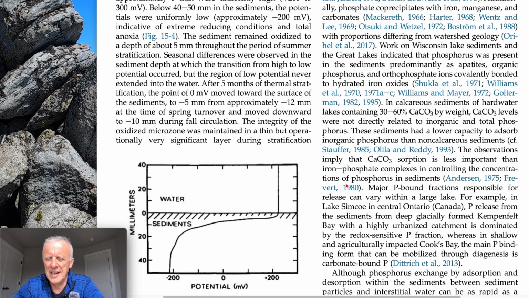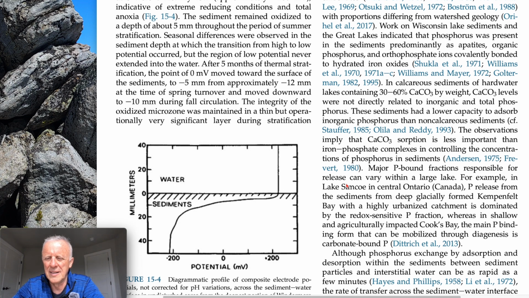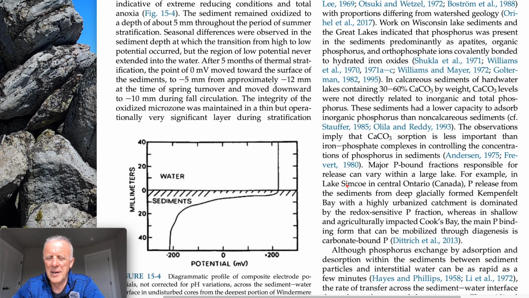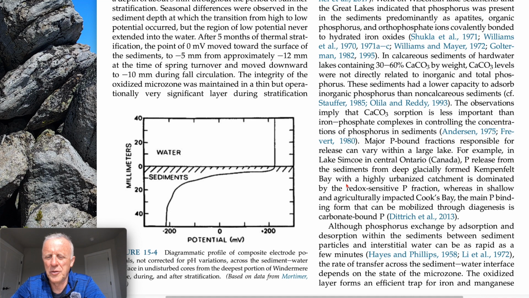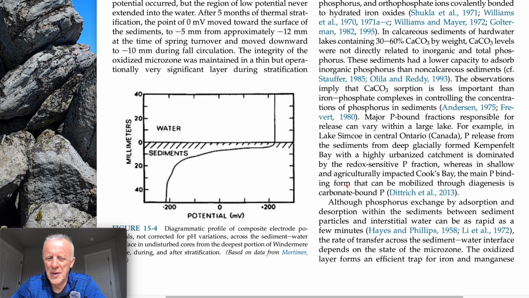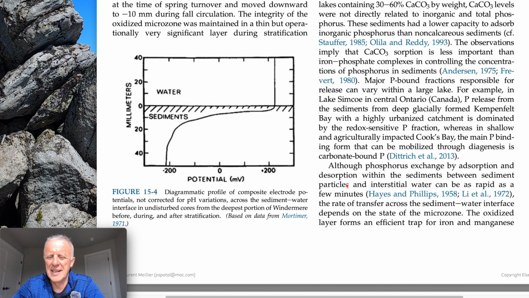In calcareous sediments of hard water lakes containing 30 to 60% calcium carbonate by weight, calcium carbonate levels were not directly related to inorganic and total phosphorus. These sediments had a lower capacity to absorb inorganic phosphorus than non-calcareous sediments. The observation implied that calcium carbonate absorption is less important than iron phosphate complexes in controlling the concentrations of phosphorus in sediments. Major phosphorus bond fractions responsible for release can vary within a large lake.